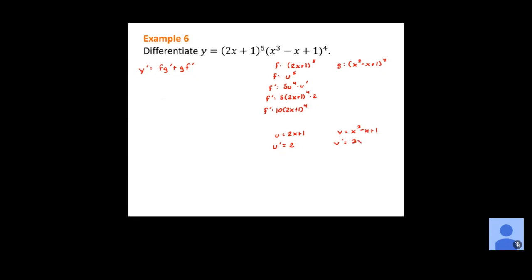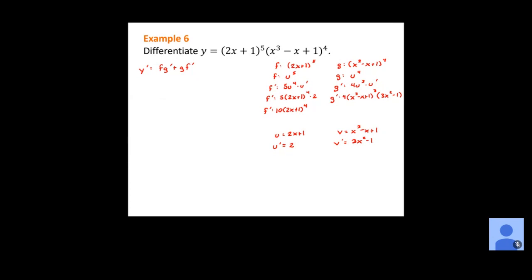Good, 3x squared minus 1. So now when we come up here, rewrite this in terms of u, that's going to be u to the 4th power, which means our derivative is going to be 4u to the 3rd times u prime. And now when we substitute, we're going to get 4 times (x cubed minus x plus 1) to the 3rd times 3x squared minus 1.